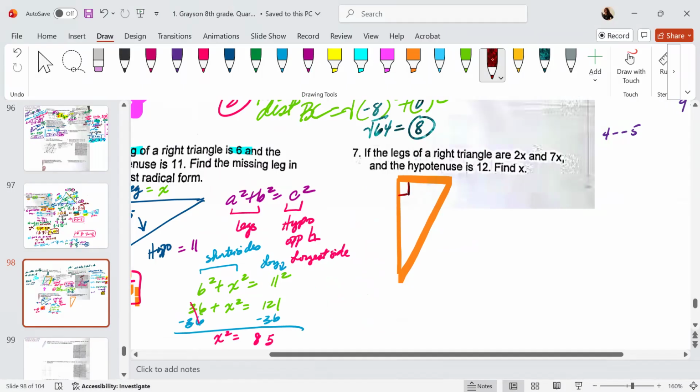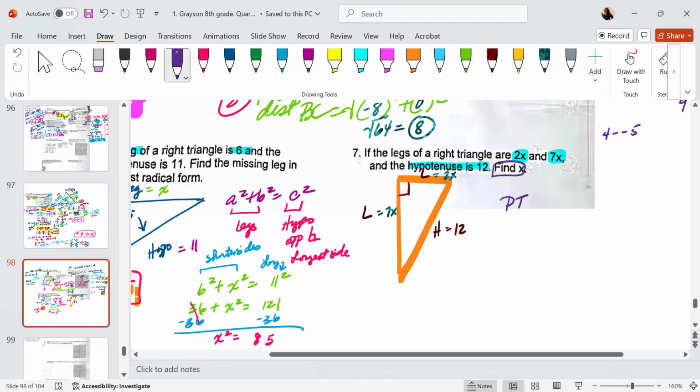Okay, this is your right angle, right? Hypotenuse, leg, leg, correct? Then, if the legs of the right triangle are 2x and 7x, so the leg is 2x, this is 7x, because it's a longer leg, and the hypotenuse is 12. Find x, correct? Do you see where this is find x?